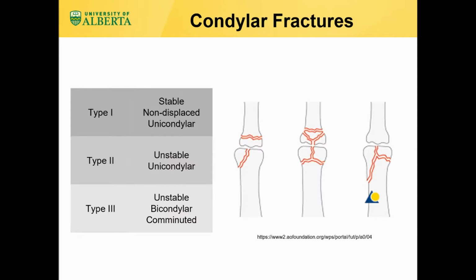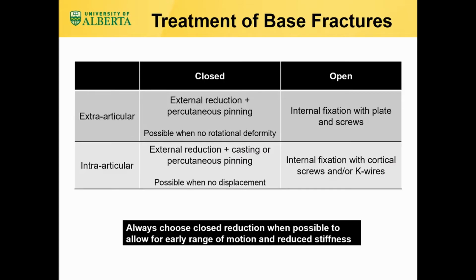Condylar fractures are those which involve the joint surface of the phalanx, often as a result of torsion and valgus-directed forces at the DIP or PIP joint. Condylar fractures can be divided into three types. Type 1 condylar fractures are stable, non-displaced unicondylar fractures. Type 2 condylar fractures are unstable unicondylar fractures, and type 3 condylar fractures are bicondylar or comminuted.